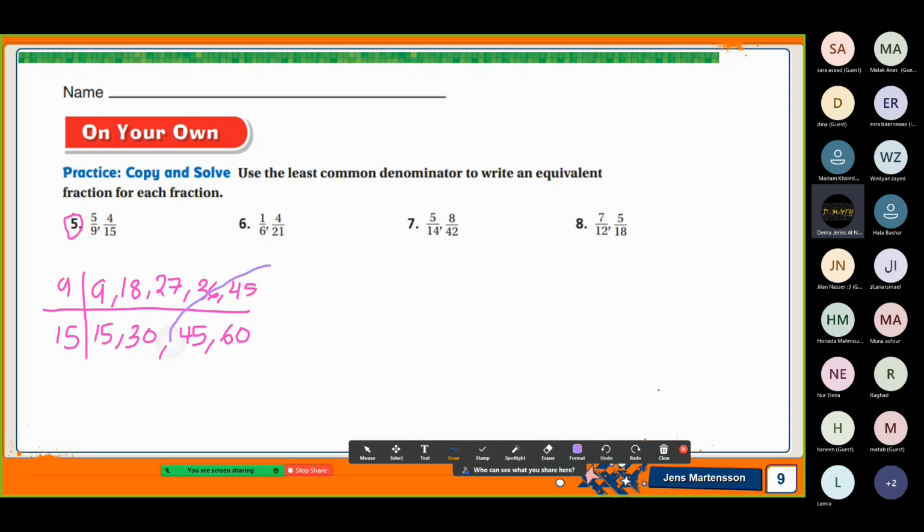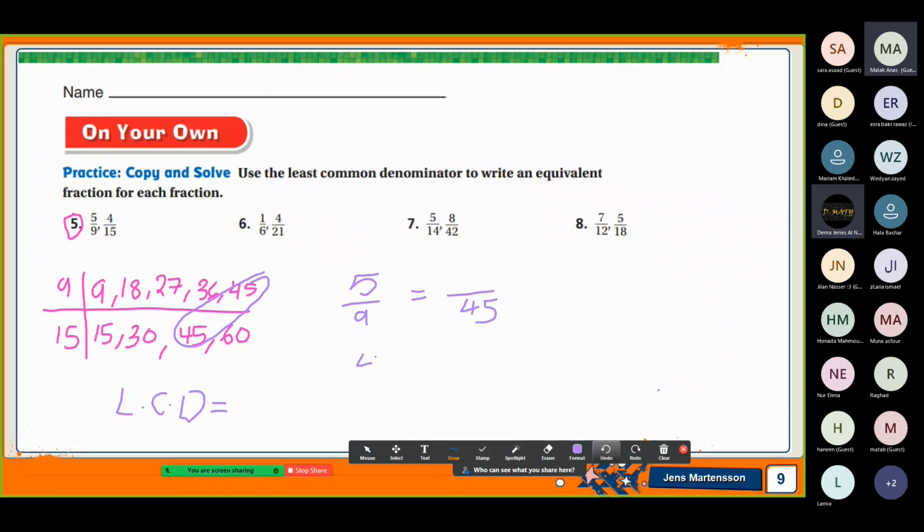The LCM means least common multiple. And our least common denominator, LCD, is the least common denominator. What is the least common denominator here? It's 45. So here 5 over 9 equals something over 45, and 4 over 15.